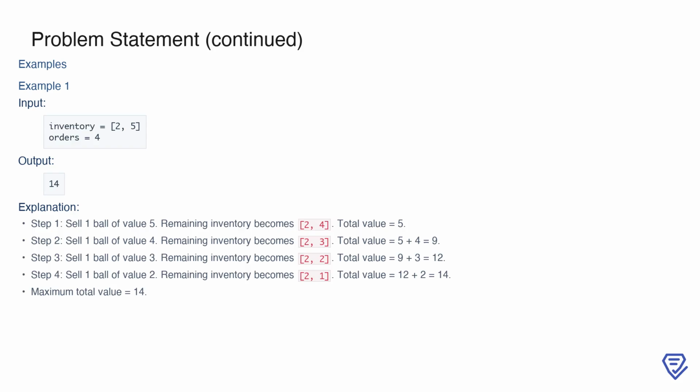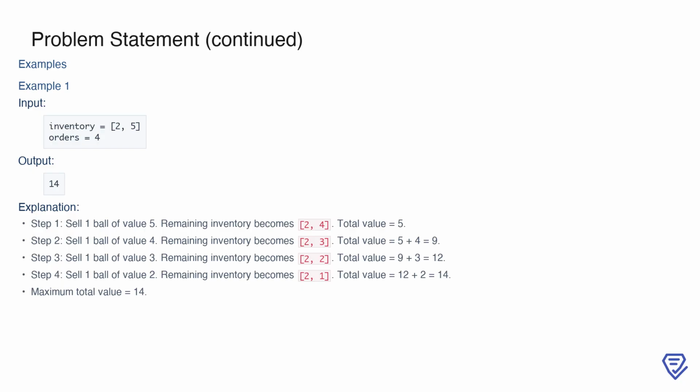Suppose the inventory is [2, 5], and the customer wants to buy 4 balls. The output is 14. Here's how we achieve that. First, we sell 1 ball of value 5, reducing the inventory to [2, 4], and adding 5 to the total value. Next, we sell 1 ball of value 4, reducing the inventory to [2, 3], and adding another 4 to the total value, which now becomes 9.